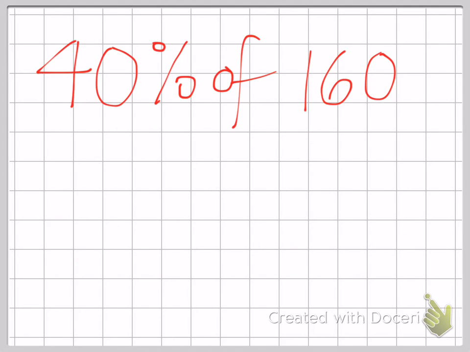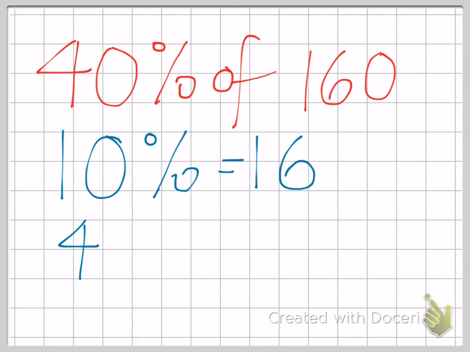Same skill again for 40%. You've guessed it. First skill, work out 10%. 10% of 160 would be 16. To work out 40%, we're going to have to times that by 4.